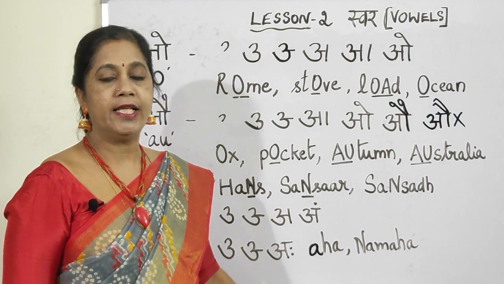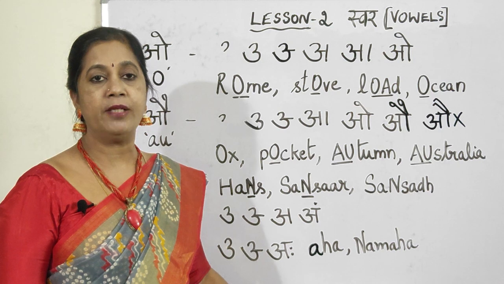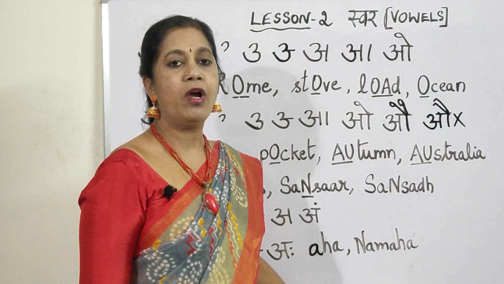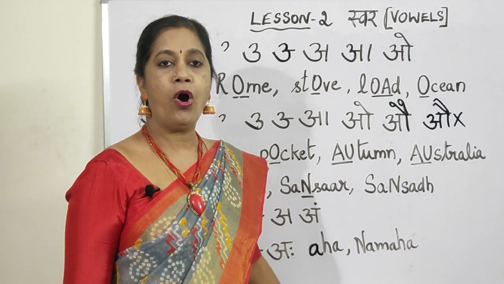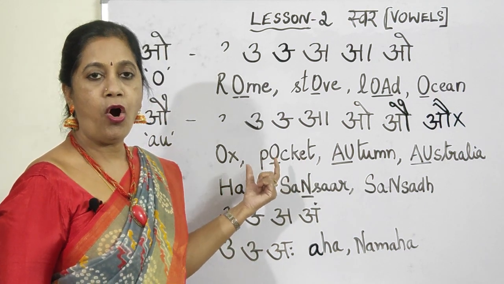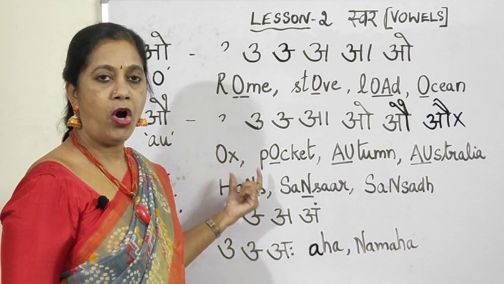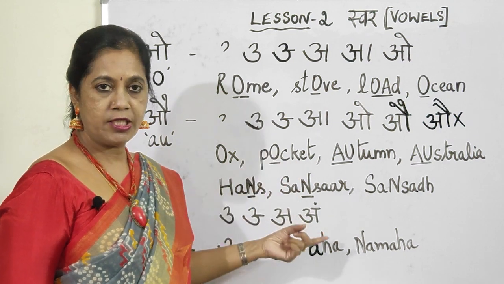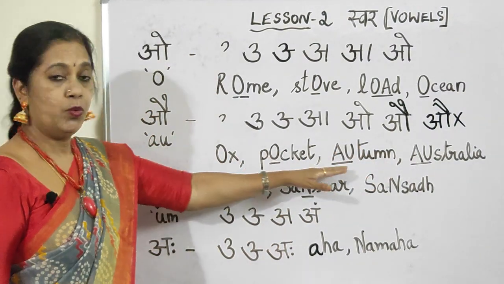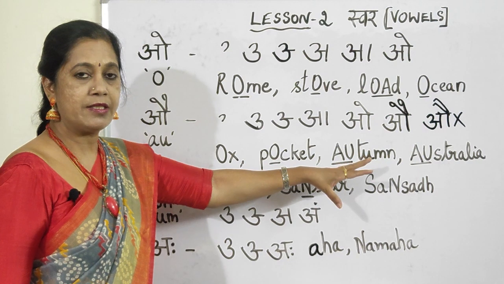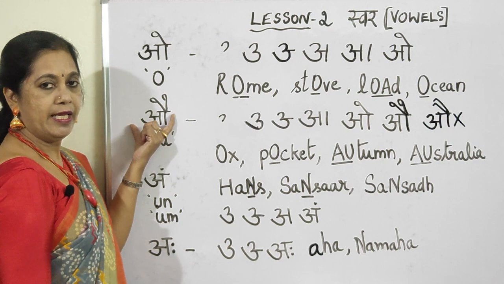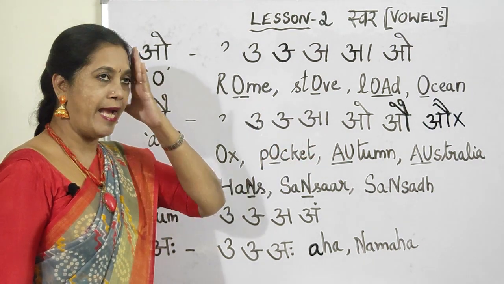Before you start the pronunciation, you first keep your mouth that way. You will automatically get the sound properly. Australia, autumn, pocket, ox. Got it? Ox, pocket, autumn, Australia. Hope you don't forget these words, because if you remember these, your sound is registered. Already it's registered in your mind. When you see this letter, you'll remember the words and the sound.